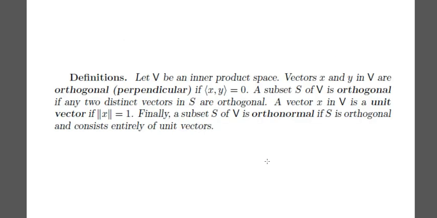Now let us see the next definition. Let V be an inner product space. Vectors x and y in V are orthogonal or perpendicular if inner product of x, y is equal to 0. A subset S of V is orthogonal if any two distinct vectors in S are orthogonal. A vector x in V is a unit vector if norm x is equal to 1. Finally, a subset S of V is orthonormal if S is orthogonal and consists entirely of unit vectors.